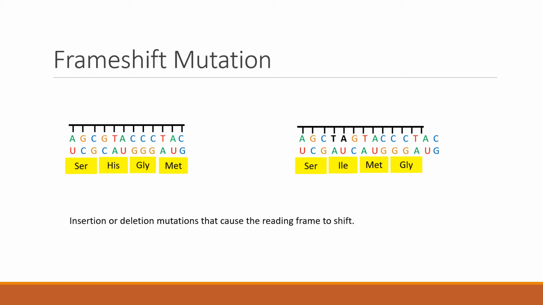In this example, we see that the sequence AGCGTA is mutated to be AGCTA, so it looks like a deletion mutation. And so the loss of that nucleotide changes the amino acid sequence. Instead of serine, histidine, glycine, methionine, it's now serine, alanine, methionine, glycine.